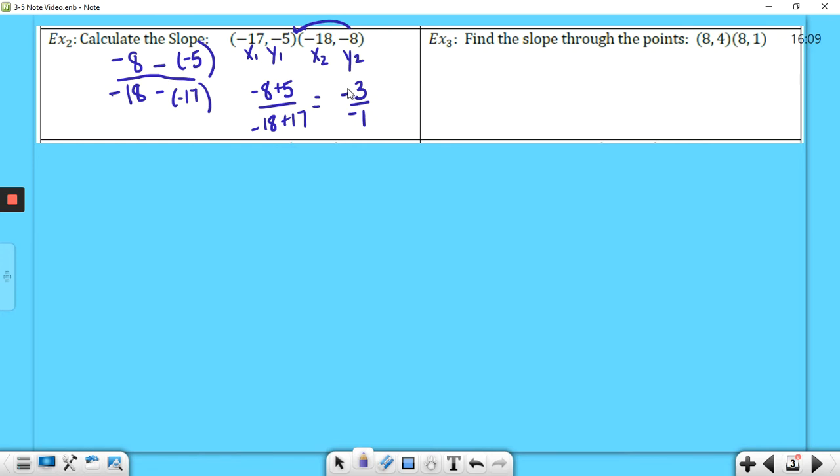Now you are not done because this can be simplified. A negative divided by negative is a positive 3. You can state your answer as 3 or 3 over 1. I typically will just put 3. Okay, next one.